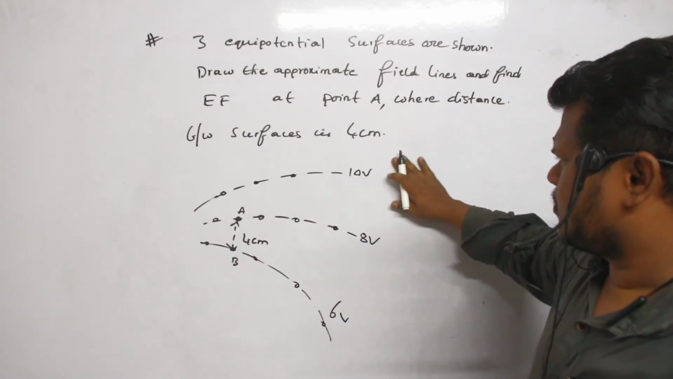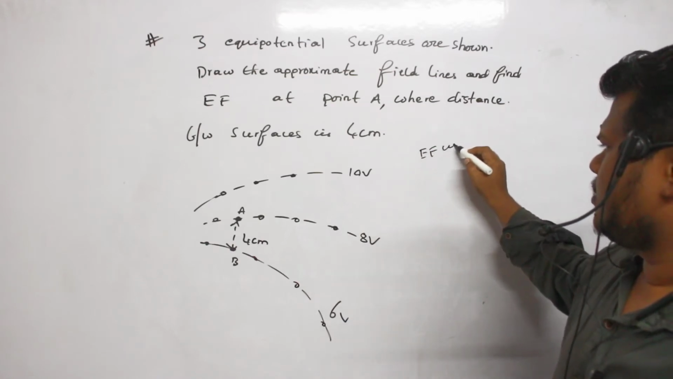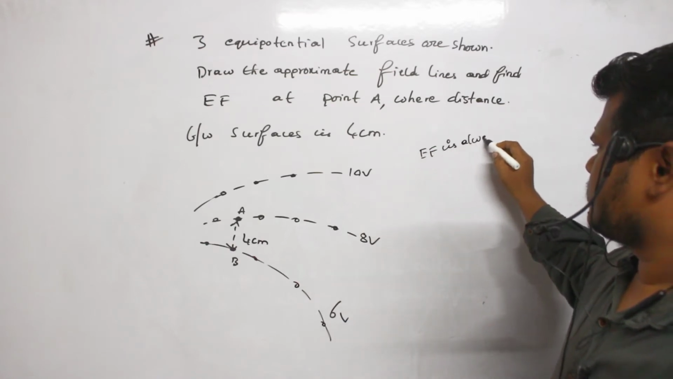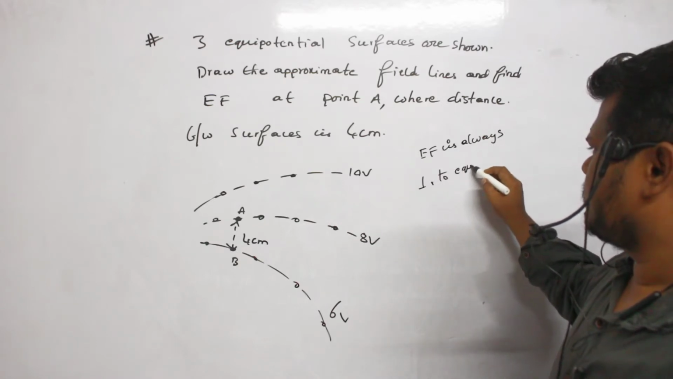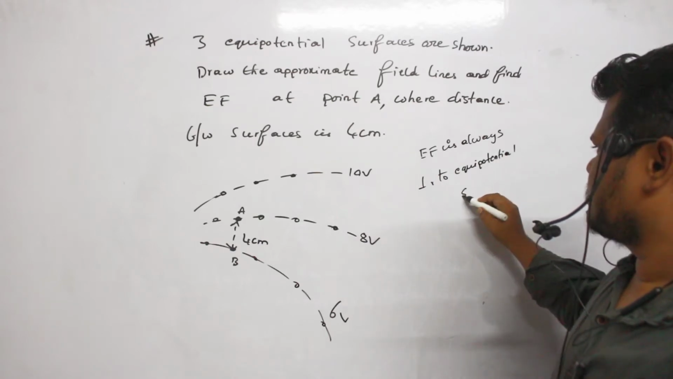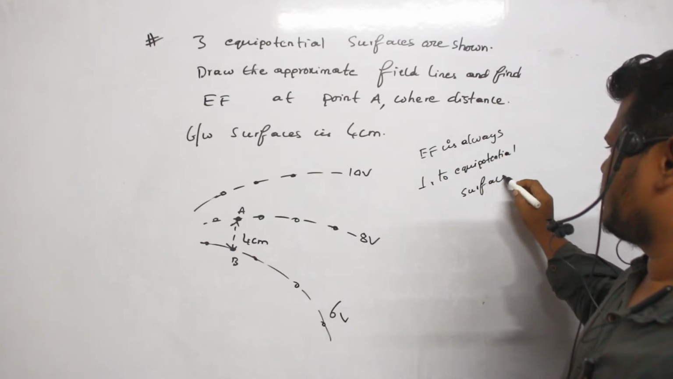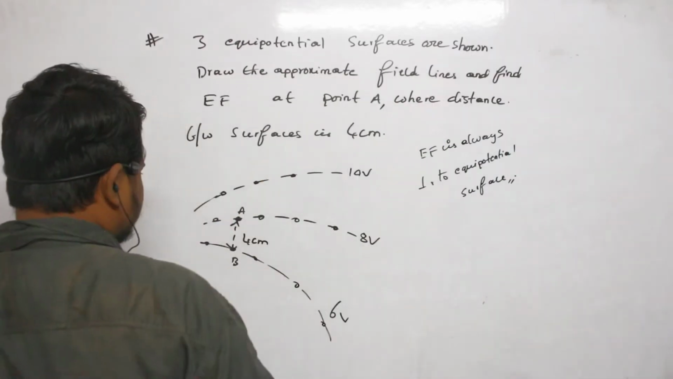Already we have studied one property, no? What is the property we have studied? Electric field is always perpendicular to equipotential surface. Perpendicular to equipotential surface. This is what we have discussed previously, no? Clear? So therefore, what is the meaning of this one?